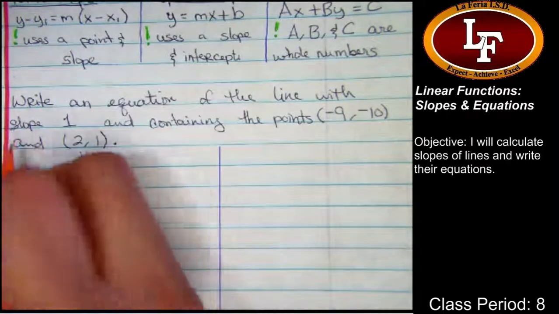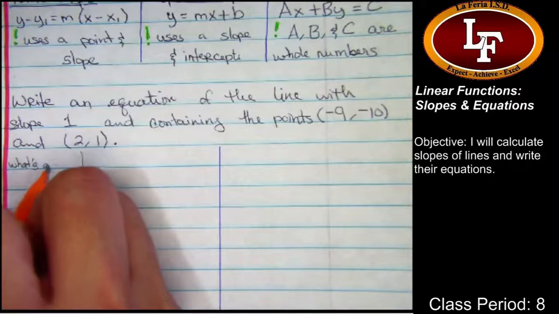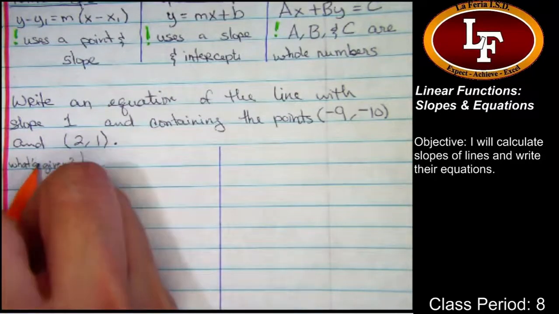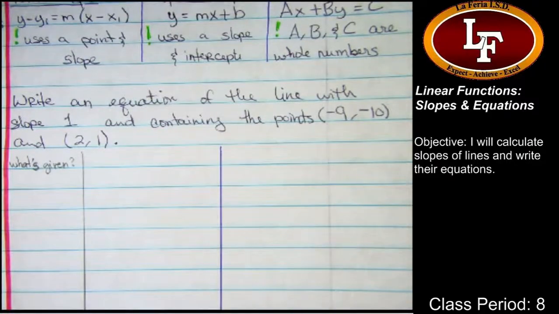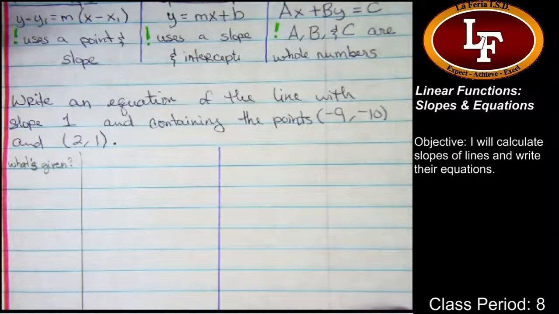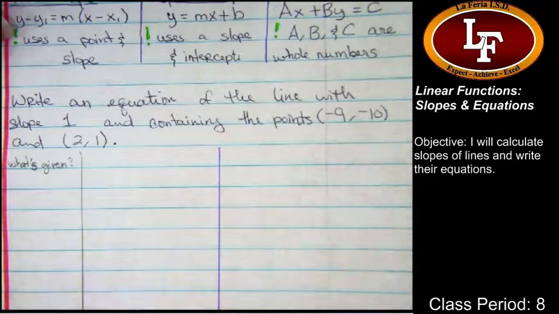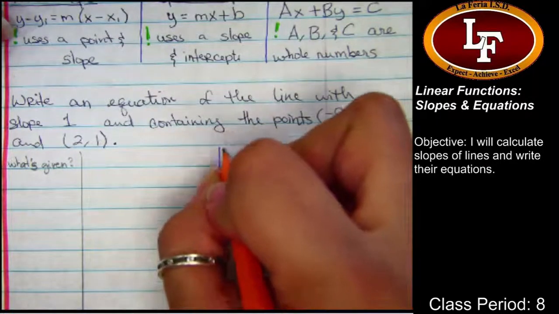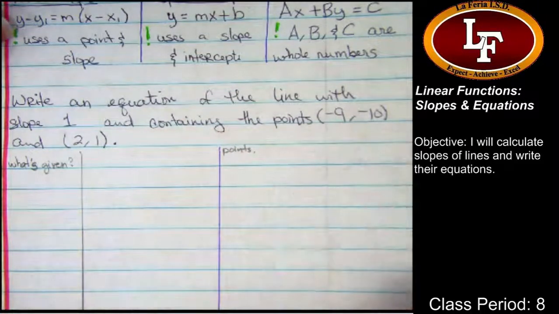So I want to ask the question, what's given in the problem that's being posed to us? Right here, write an equation of the line. What information are we being given? The points, it's giving us the points. Okay, points are given. What else is given?